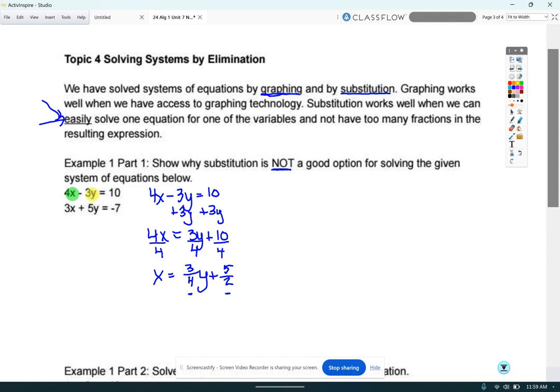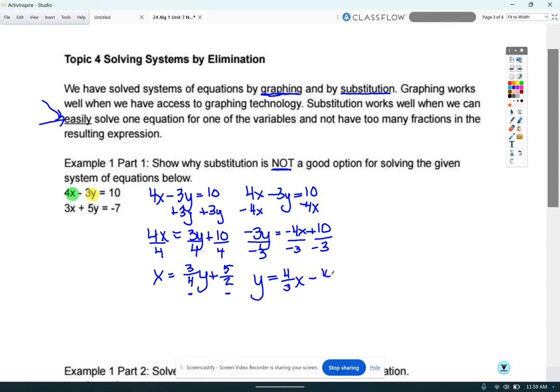Now, let's try to solve this first equation for y and see what happens. So I'd have 4x minus 3y equals 10. So this time I'm going to subtract 4x from both sides. I get negative 3y equals negative 4x plus 10, or 10 minus 4x, the order doesn't matter. And then I would divide everything by negative 3. So I would get y equals, the negative divided by a negative would reduce to 4/3 x, become a positive. And then 10 divided by 3 doesn't reduce, so we would leave it at 10 divided by 3. Now again, we're stuck with those complicated fractions.